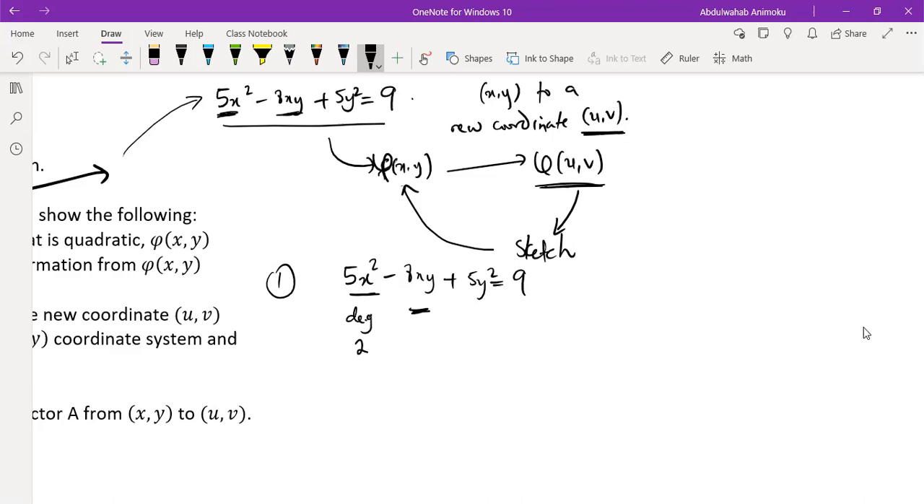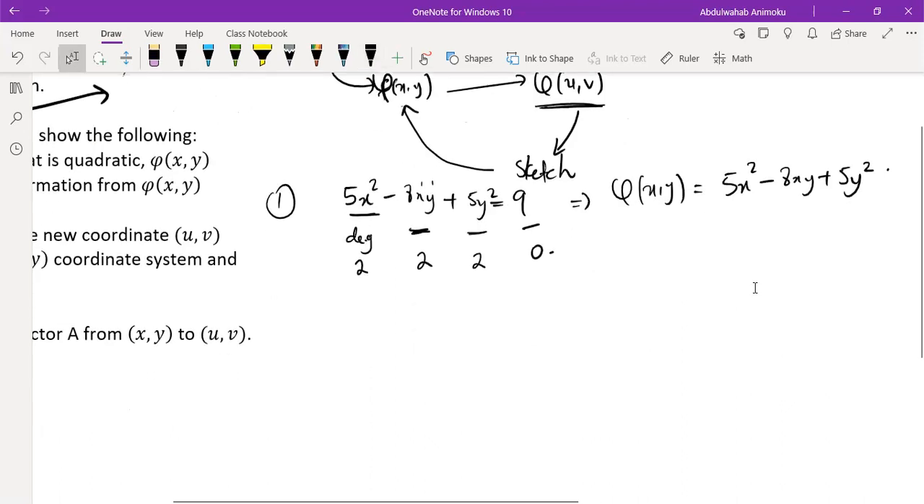This also has degree of 2, which is 1 plus 1, because when you add the powers of x and y, you get 2. Also here it has degree of 2. But this has degree of 0. So the only quadratic part of this function, which we call phi of xy, would be 5x squared minus 8xy plus 5y squared. Now, this answers the first part of this problem.